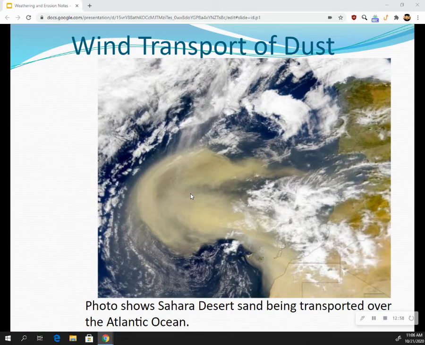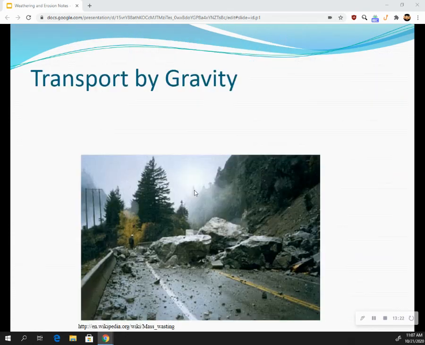Actually, right now you can see it was worse during the summer or the first part of fall. You can see how the photo shows the Sahara Desert dust being transported across the Atlantic Ocean. We actually had it make landfall in the United States, which means that the wind is transporting it very high in the atmosphere. It's pretty crazy that it's possible to do that.